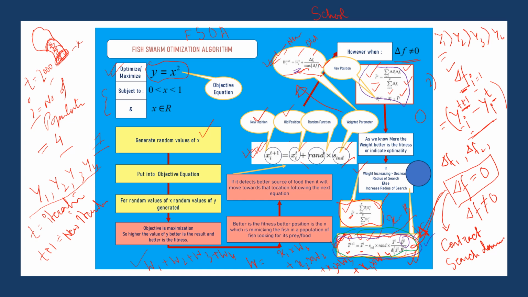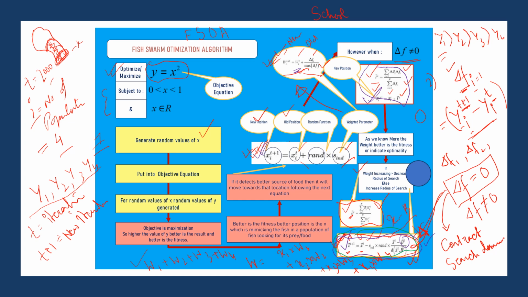When del f is equal to 0, that means it is neither improving nor decreasing, it is in the local minimum. Then you have to increase the search domain. So to increase the search domain, you use this equation. When the solution is good and going in the optimal direction, use this equation to get the new position of x. And for any other, general cases, use this equation to generate the new values of x.